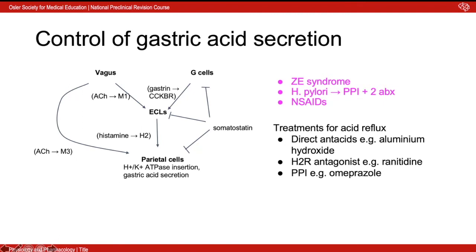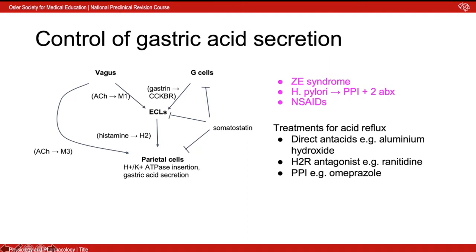So there are different ways that you can treat acid reflux. We talked about how excess acid can cause peptic ulcers, but it can also irritate the bottom of the esophagus, and so we want to treat that. You can treat it with direct antacids like aluminium hydroxide, and these directly neutralize the acid. You also have H2 receptor antagonists like ranitidine, and by inhibiting the H2 receptor, you're reducing gastric acid secretion.